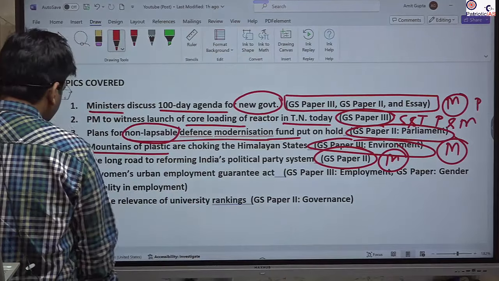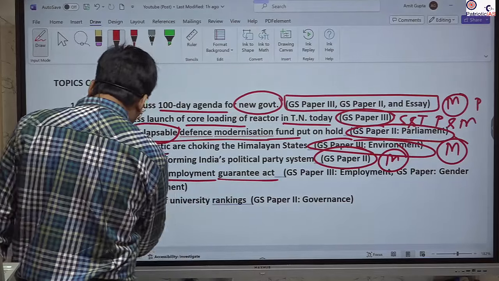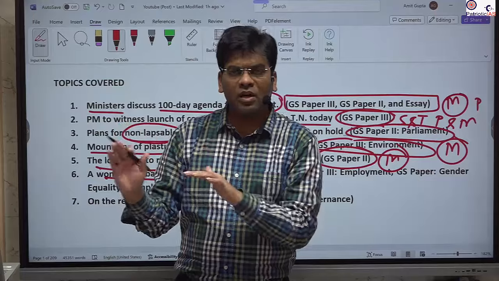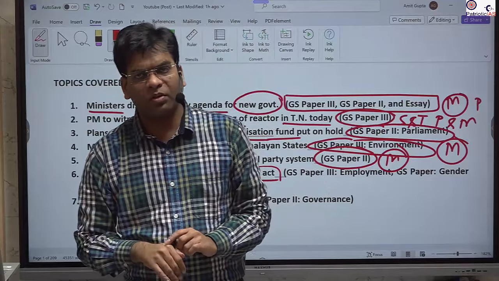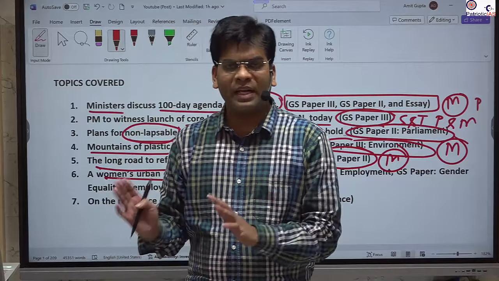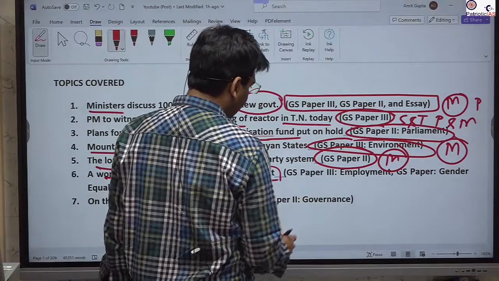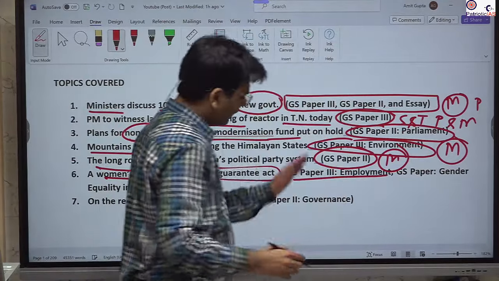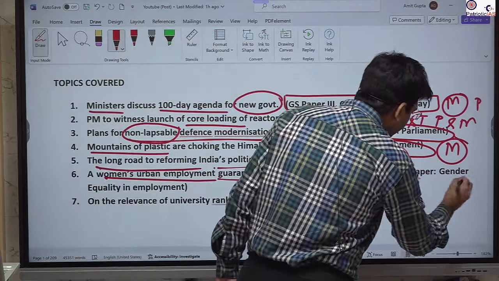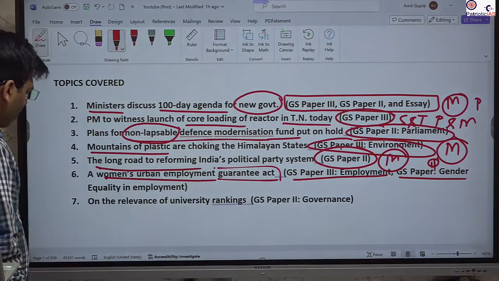Then we will study the Women's Urban Employment Guarantee Act. This is the proposal that we need the same thing for women, on the same basis that we are following in rural areas with the Mahatma Gandhi Employment Guarantee Act. So on the same basis there is the proposal. We can study it under GS paper 3 because it is proposed for employment generation, as well as GS paper 2 that talks about gender justice as well as the schemes of the government.